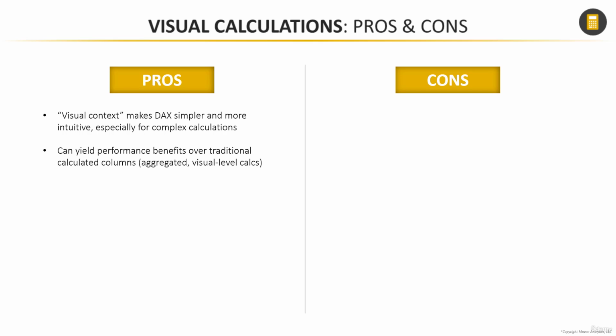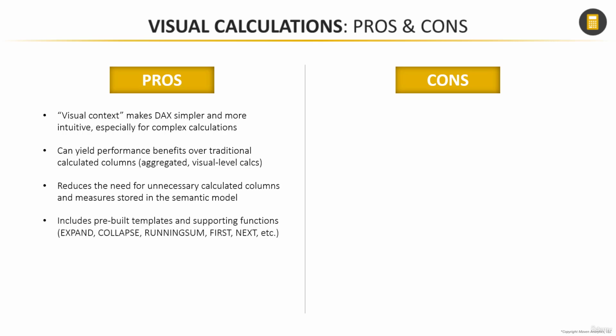Visual calculations can also be quite a bit more performant than traditional calculated columns because they can be applied at aggregated levels or to specific individual visuals. And as a result, you can avoid model bloat. They reduce the need for extra unnecessary calculated columns and measures in the semantic model. And again, this is ideal when you just have a metric that you want to show in one chart in your report or at one specific level of granularity.